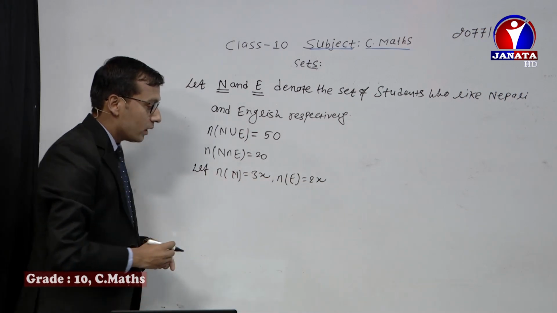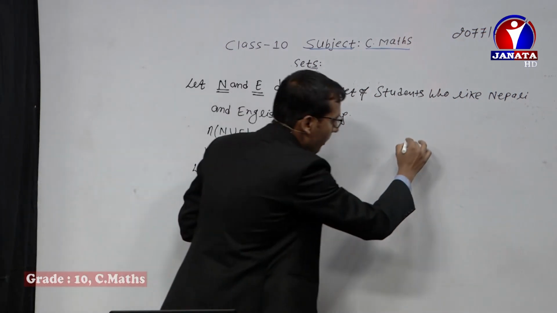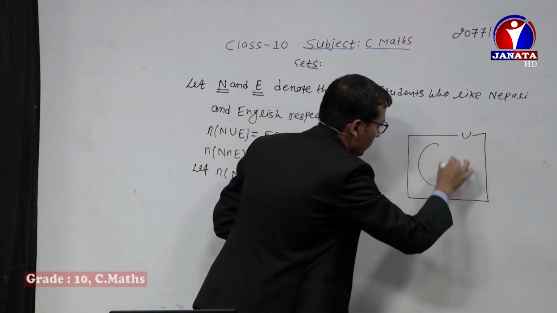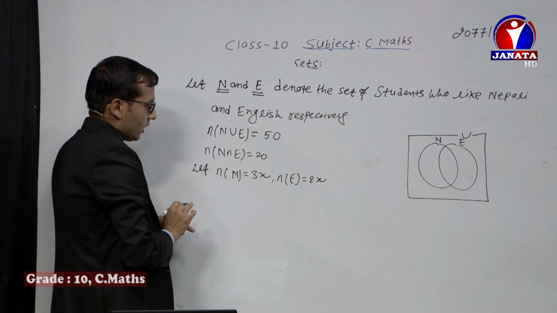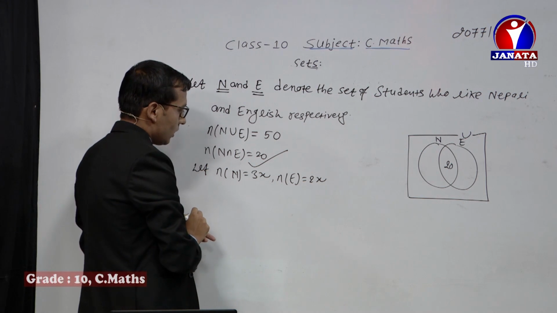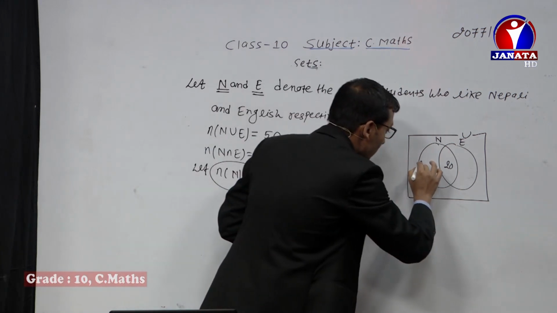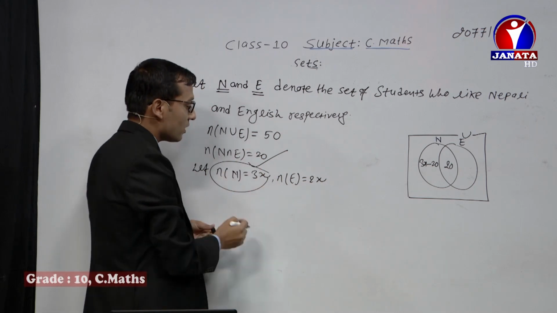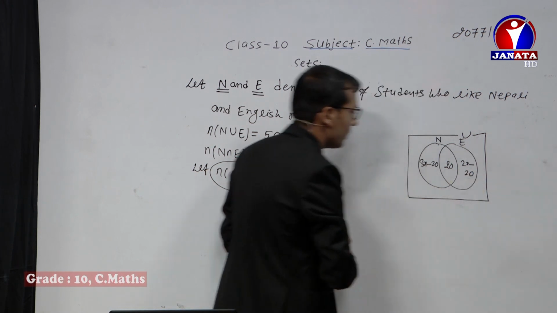So by using a Venn diagram, there are two questions asked. So let's draw the diagram: Nepali and English. So what is the intersection? 20. Let's insert the intersection 20. n(N) is 3x. So what is N only? 3x minus 20. What is E only? This is n(E) minus the intersection, which is 2x minus 20.